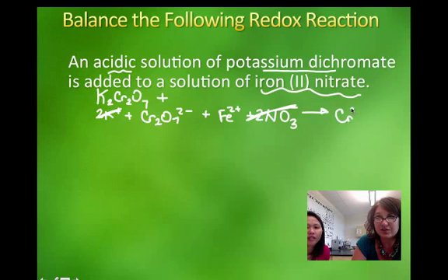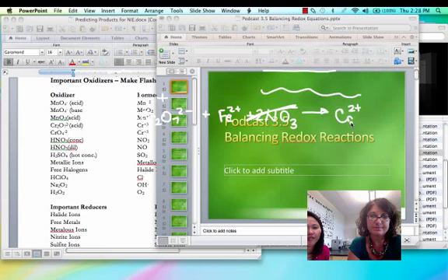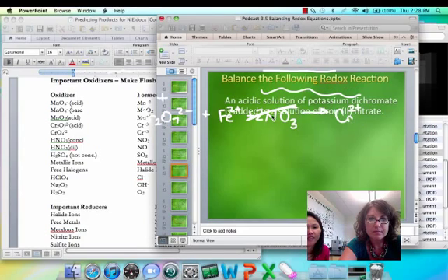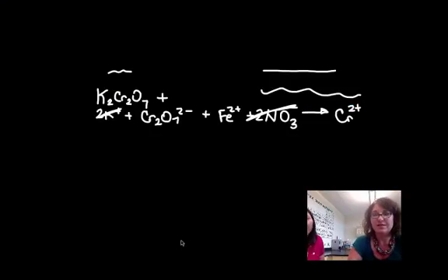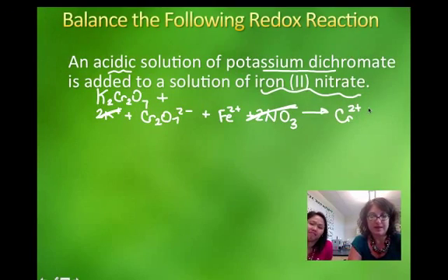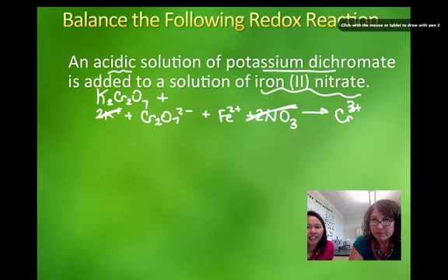Dichromate in acidic conditions turns into chromium ions. I think that's okay. I need more space to see what it's going to do. Dichromate, chromium 3. Oh, I put chromium 2. Good thing I checked. That's why it's important that you check. We won't make that mistake again. Chromium 3. There we go. So dichromate turns into chromium 3.